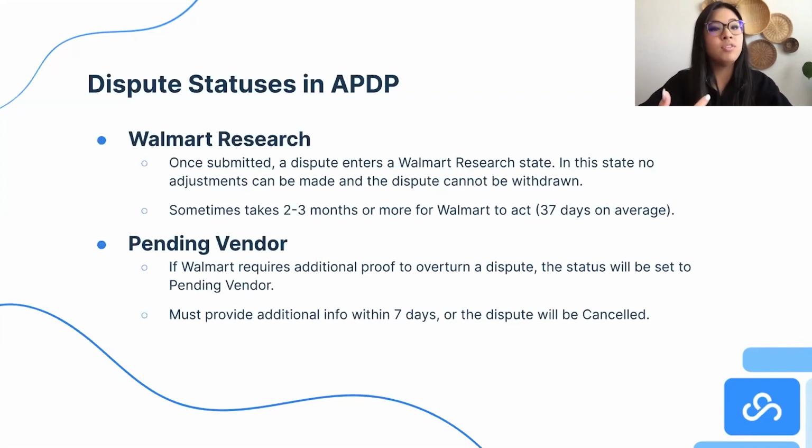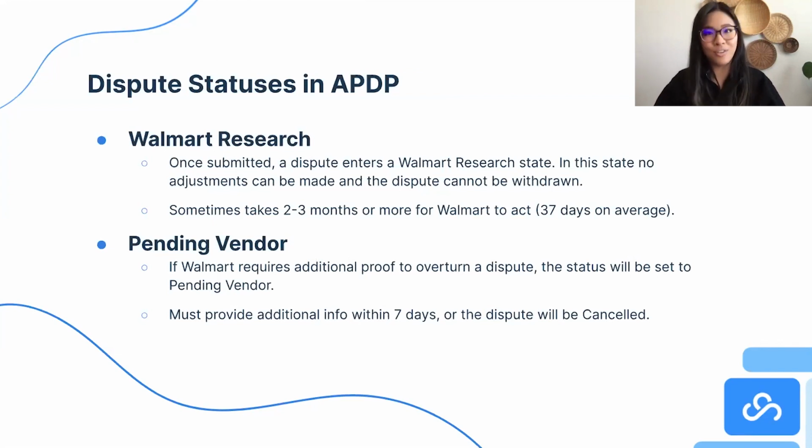Other statuses that you can have in APDP are Walmart research. Once you submit this, a dispute will enter the Walmart research phase. So essentially, you've sent it over, and Walmart is saying, okay, we're going to go take a look at this and make our determinations. One very, very key thing to note on this is that in this state, no adjustments can be made and the dispute cannot be withdrawn.